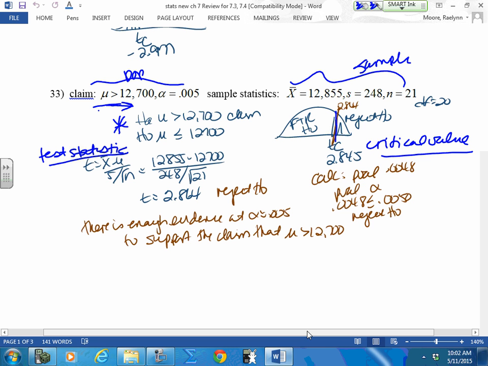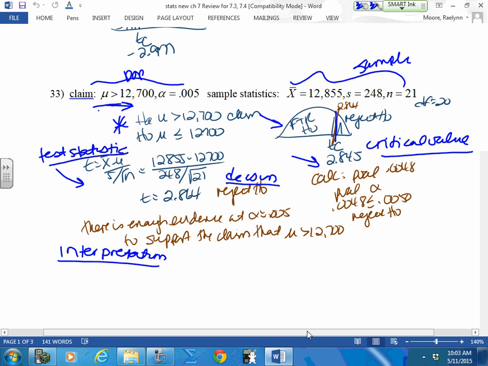There is enough evidence at the level of significance of 0.005 to support the claim. We didn't know what the claim was in words, but we can write the claim down the way they wrote it. This is your decision right here. If I ask for a decision, it's going to either be reject H0 or fail to reject H0. This is your interpretation. This is your test statistic. This is your critical value. This is how you label your reject zones.